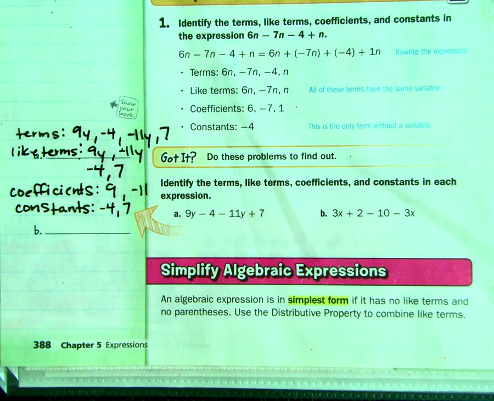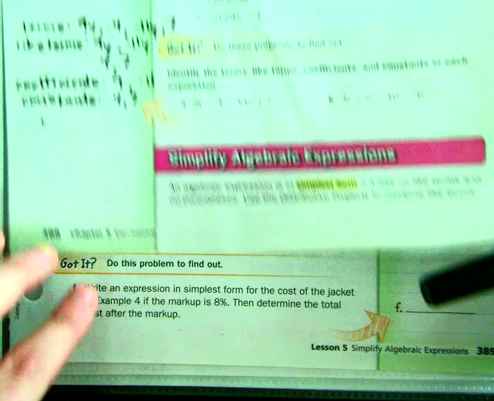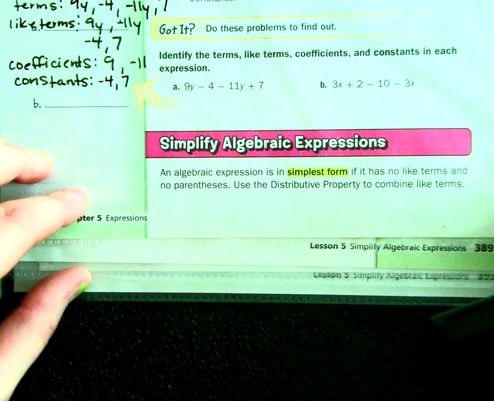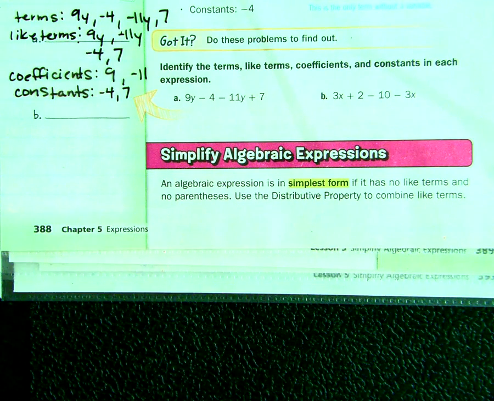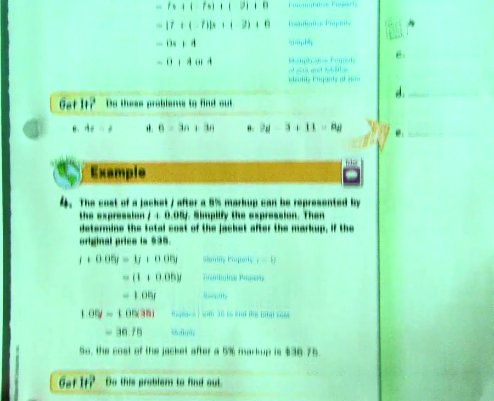Okay? The next concept that we went over is simplifying algebraic expressions. An algebraic expression is in simplest form if it has no like terms and no parentheses. So we have to make sure all of our terms do not have a matching variable to the same power, so that we cannot combine them any further. If we turn over to the next page, let's look at example C.